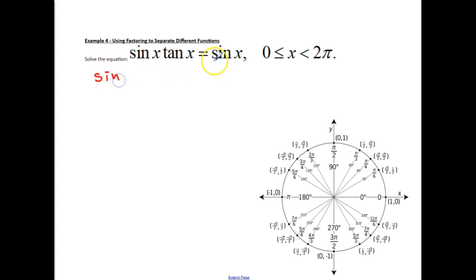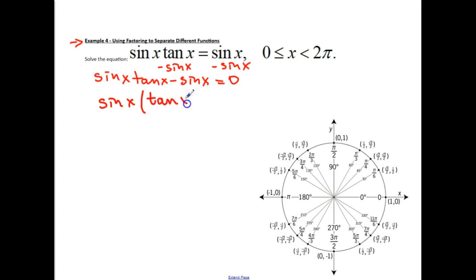In other words, we're going to subtract sine of x from both sides. Minus sine of x, minus sine of x. That gives us sine of x times the tangent of x minus the sine of x is equal to 0. Now we can actually use the tip in the example. It says use factoring. So I'm going to factor out sine of x, and in the parentheses we're left with tangent of x minus 1 is equal to 0.